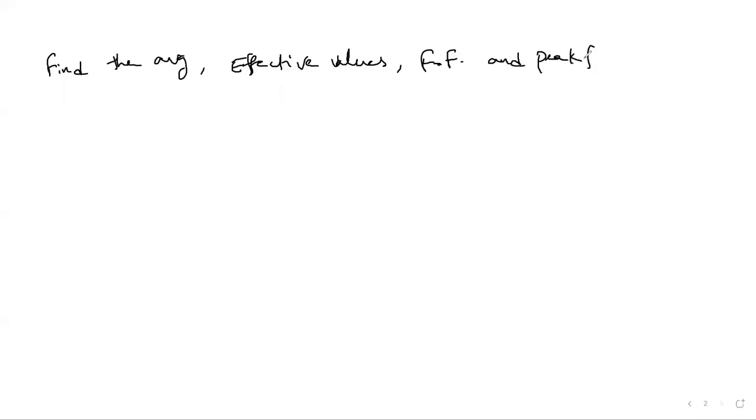Now note down the next problem. Find the average and effective values. Last problem. Find the average, effective values, form factor, and peak factor for the given waveform.